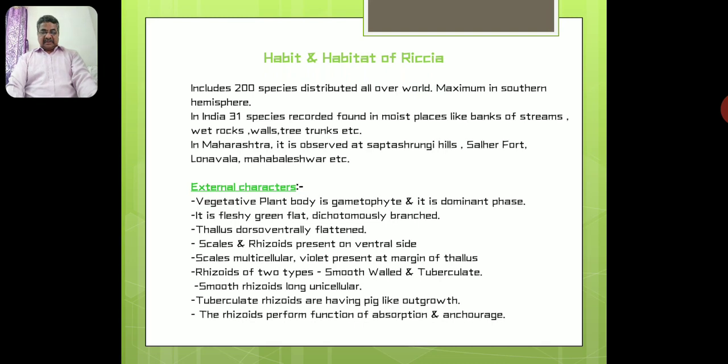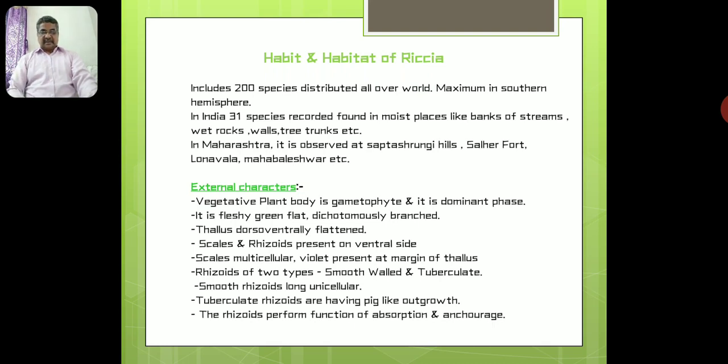Second point in the life cycle of Riccia is about the habit and habitat. Here the Riccia genus is represented by about 200 species from different parts of the world. At present, this Riccia genus is distributed all over the world. However, it is observed especially in the southern hemisphere of the globe. From India, about 31 species of Riccia are recorded, which are found mostly in moist places like banks of streams, wet rocks, walls, tree trunks, etc.